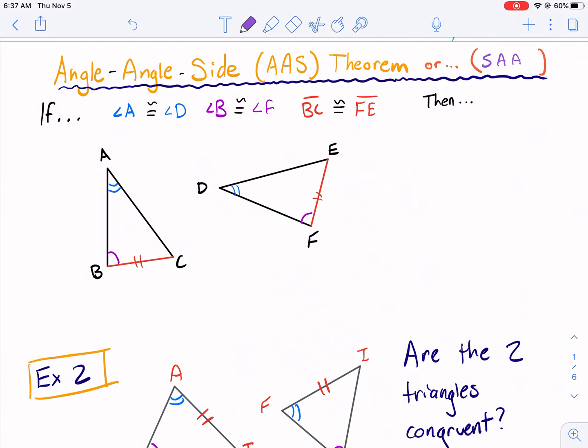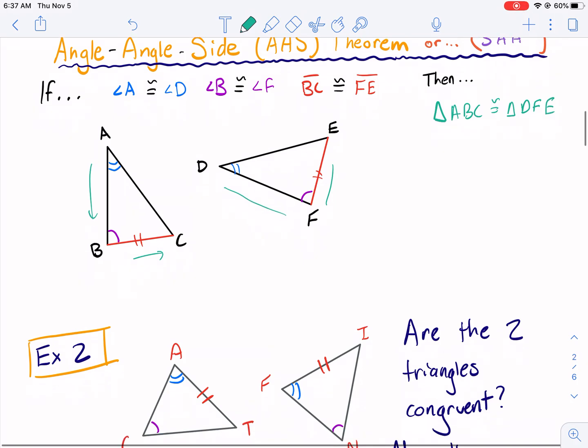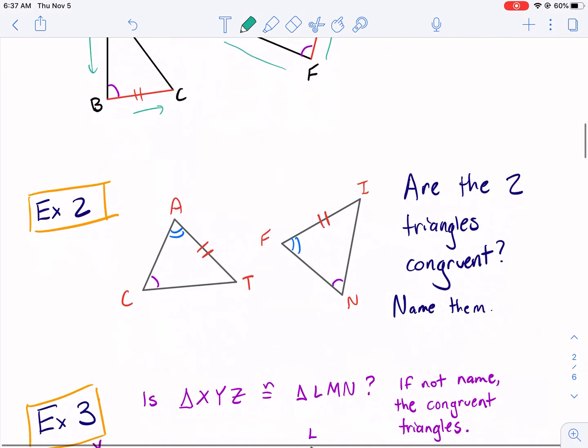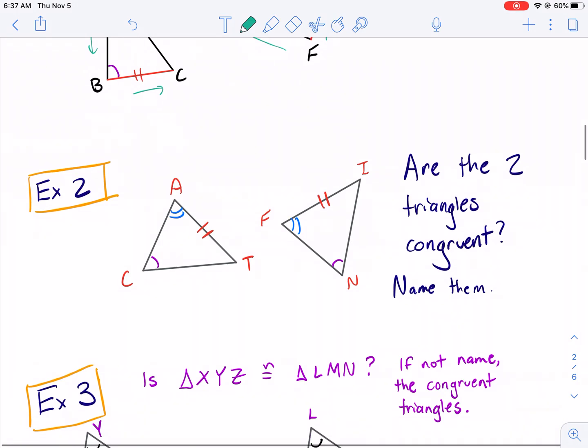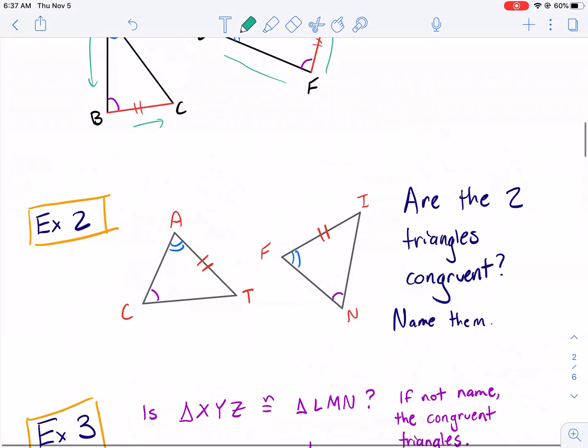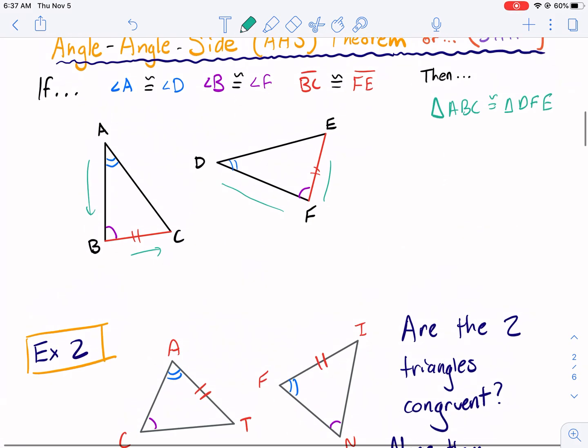So let me use green. So we have triangle, let's go blue to purple along the red side. So we have ABC congruent to blue to purple, and on the red side, we have triangle DFE. Again, just don't go in alphabetical order. Now let's apply it. Are these two triangles congruent? So we have to decide if they're AAS.